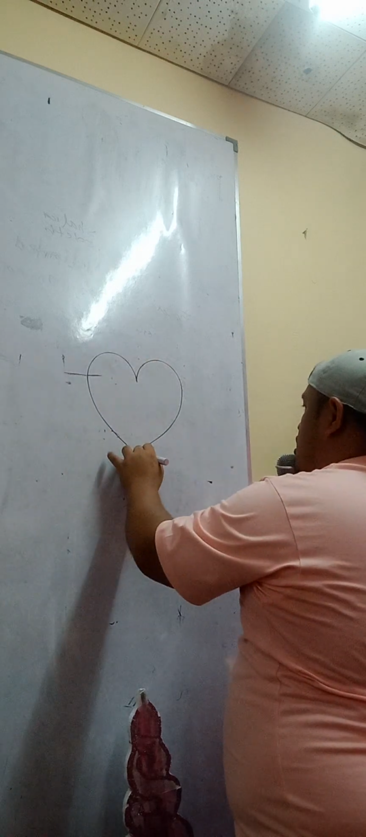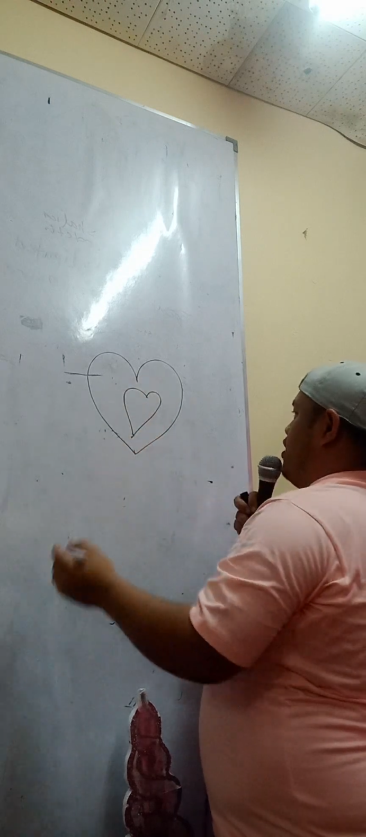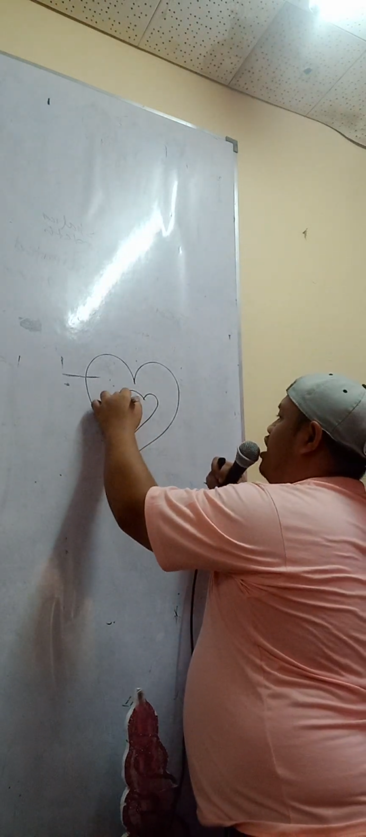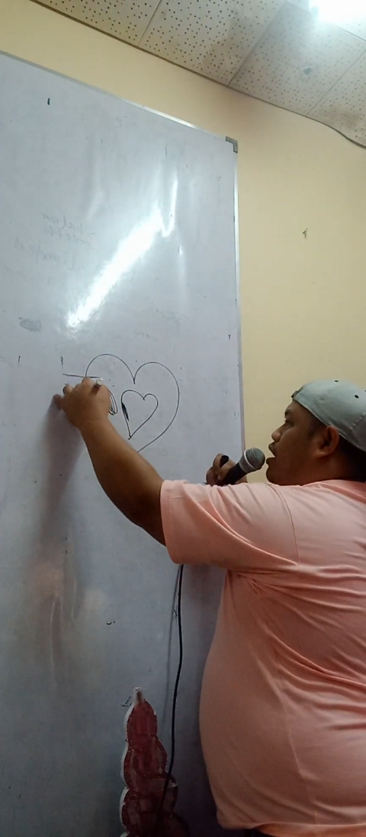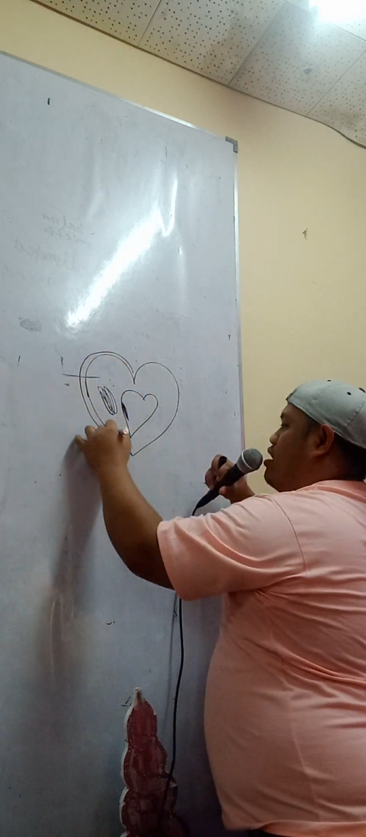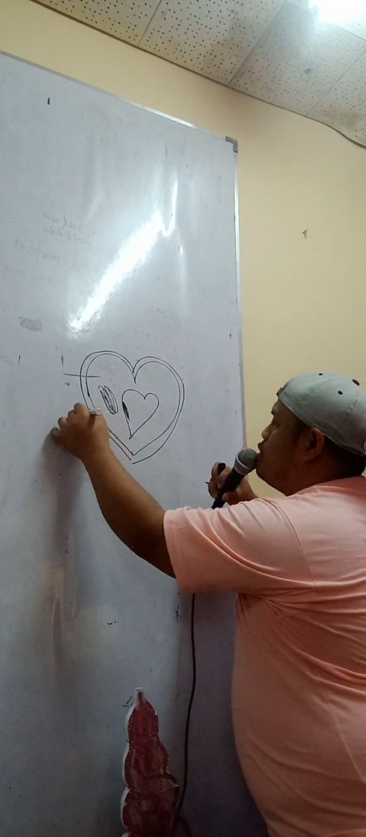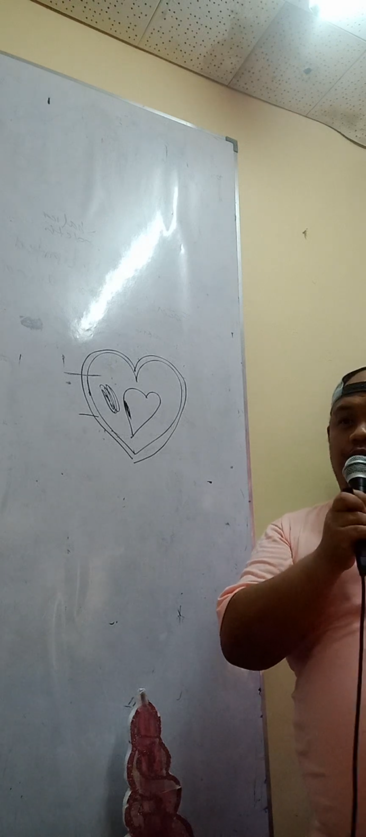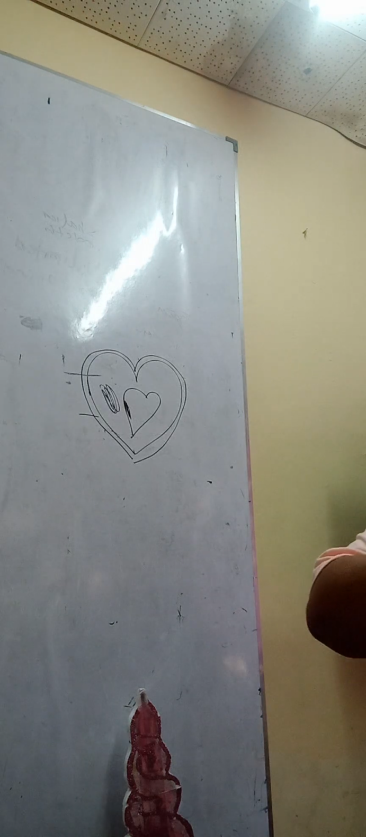Ulitin natin. Okay. So, this is the heart. Literal na heart eh. Perfect heart. Kasi my heart is perfect. Yan. So, this is the endocardium. Tama? This is the myocardium, epicardium, and yung layer that is covering the heart is pericardium. The space between the epicardium and pericardium is known as pericardial sac or pericardial space.